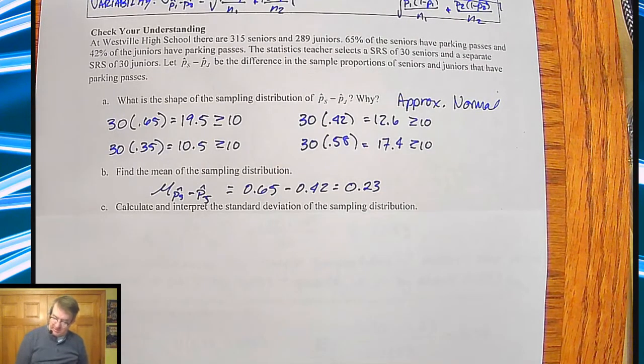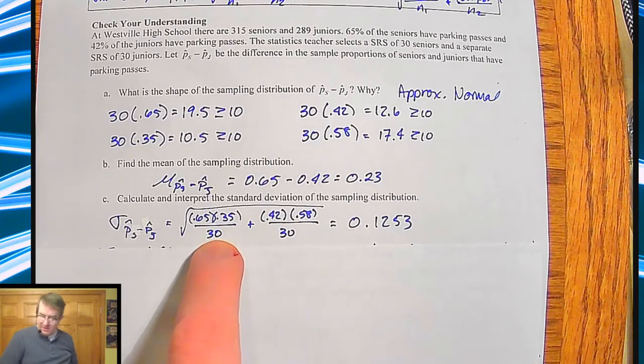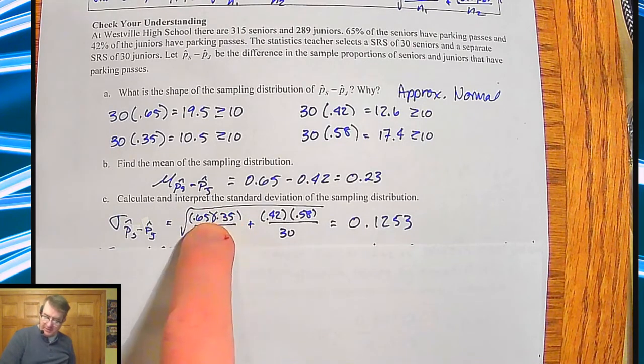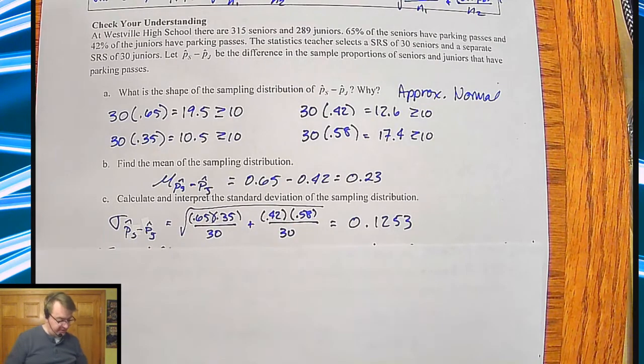Calculate and interpret the standard deviation of the sampling distribution. See, I told you we would do this separately, right? And again, go ahead and write all this stuff out. But I would really calculate out this, and then go plus this, and then take the square root of the answer. In fact, I think I still have it up on my calculator.